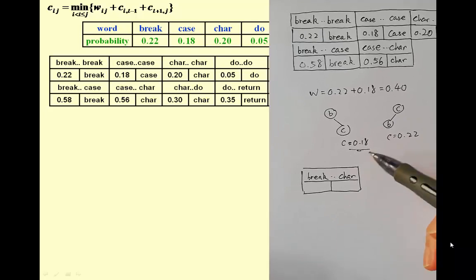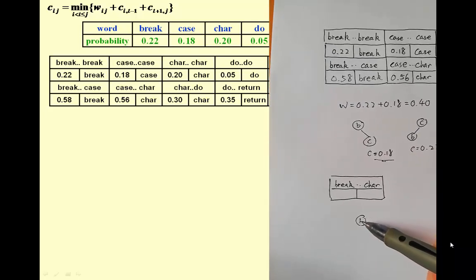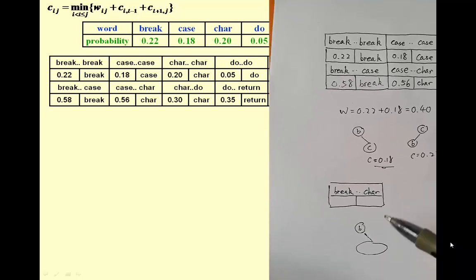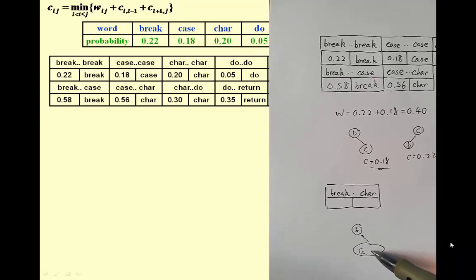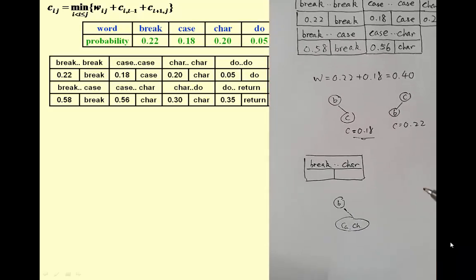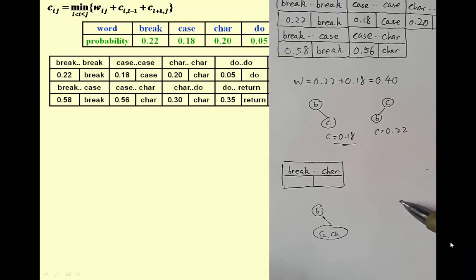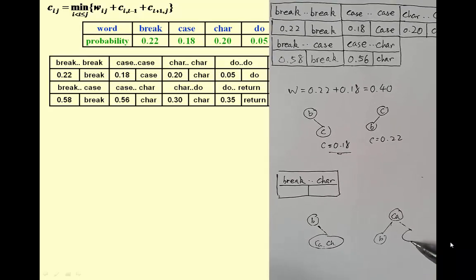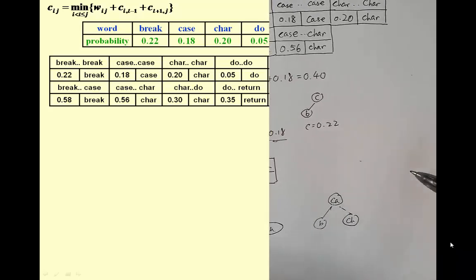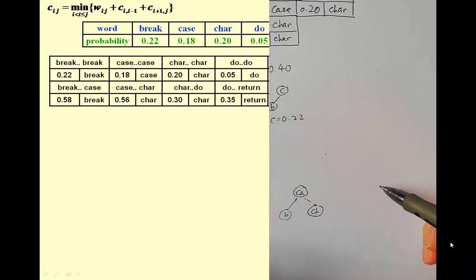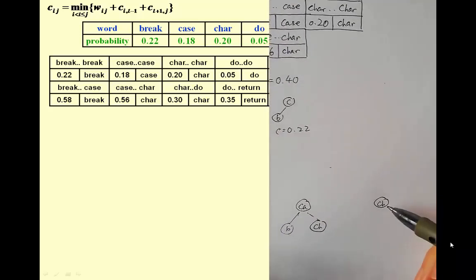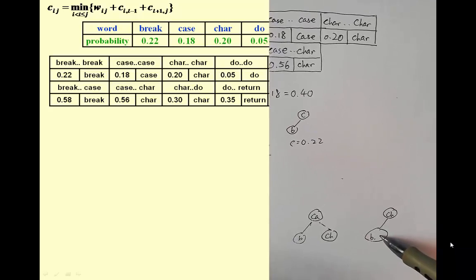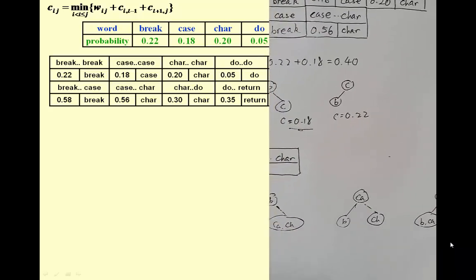The first one is to take break as the root. Then we're going to have its right subtree with case and char, right? Another one is we take case as the root, and then we have break and char. And the third one is to take char as the root, and therefore we're going to have its left subtree with break and case.